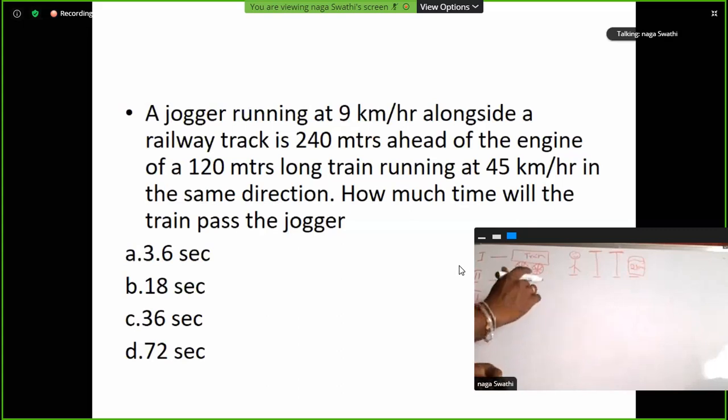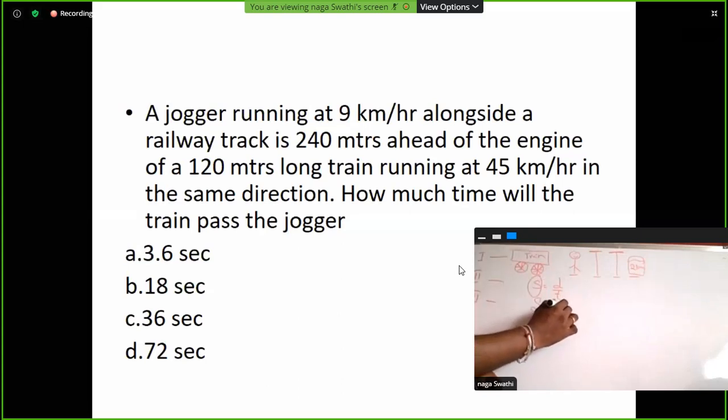Clear? So here speed is equal to distance by time. So here the speed is speed only, not relative. No need for relative speed. So here the speed of train is considered. Clear? S is equal to d by t. Simple.